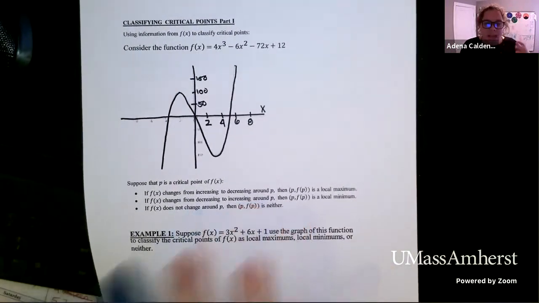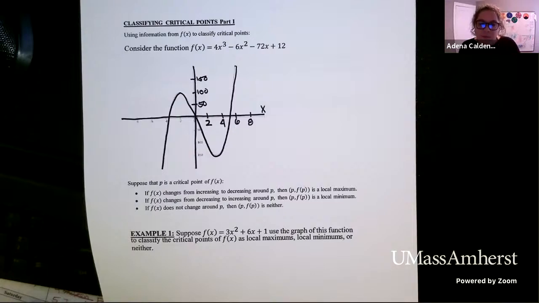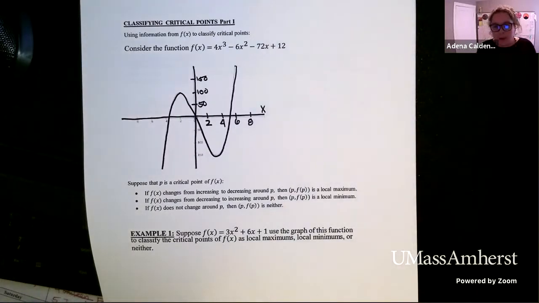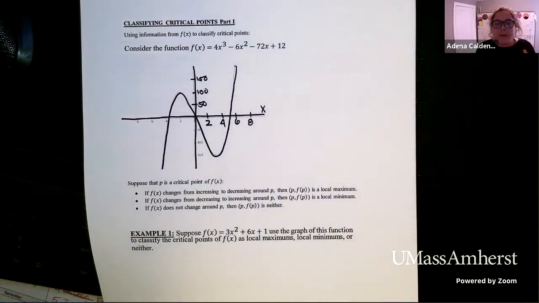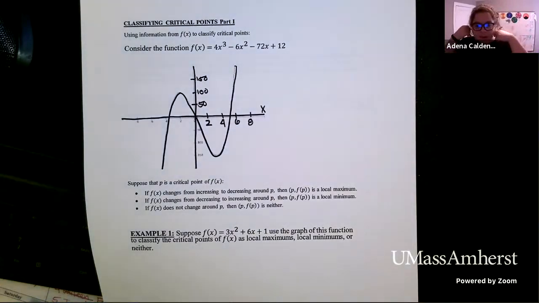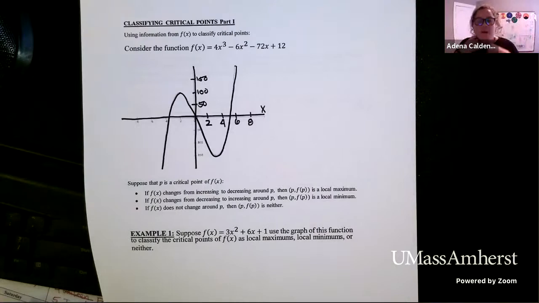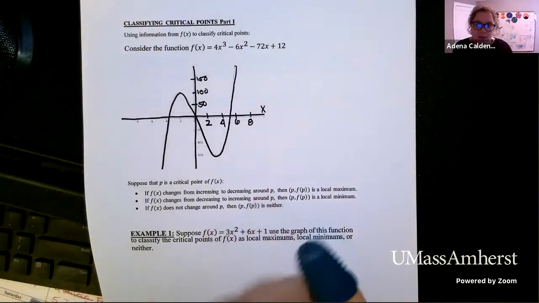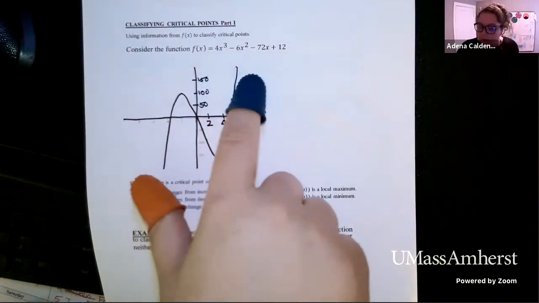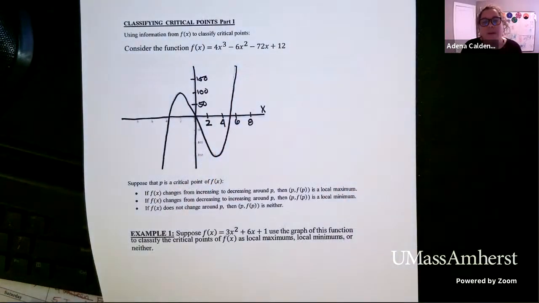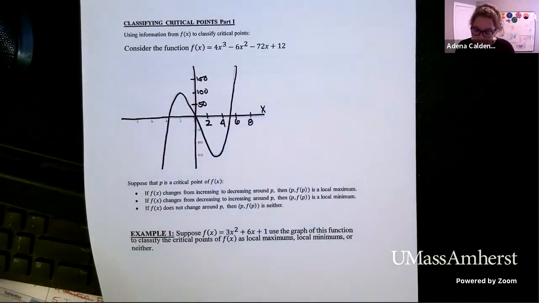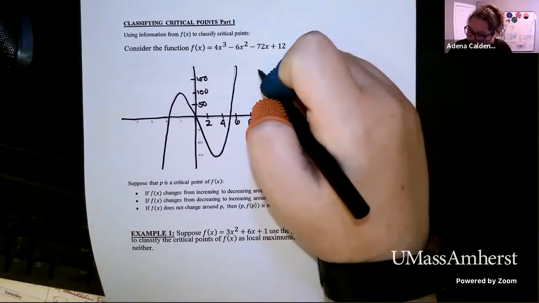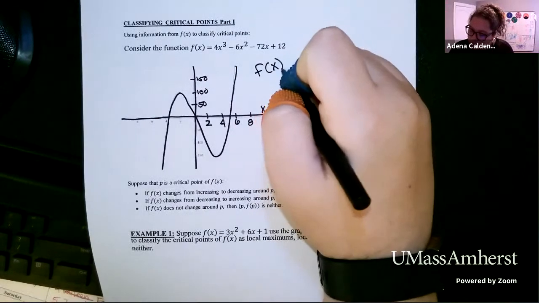So once we have critical points, there's 3 different ways that we can figure out if they are local maxes or local mins. And so there's 3 different tests that we're going to look at and figure out how to use. The first one is when we just have the original function. So here we're given the function 4x cubed minus 6x squared minus 72x plus 12. We also have a graph of this original function, okay?